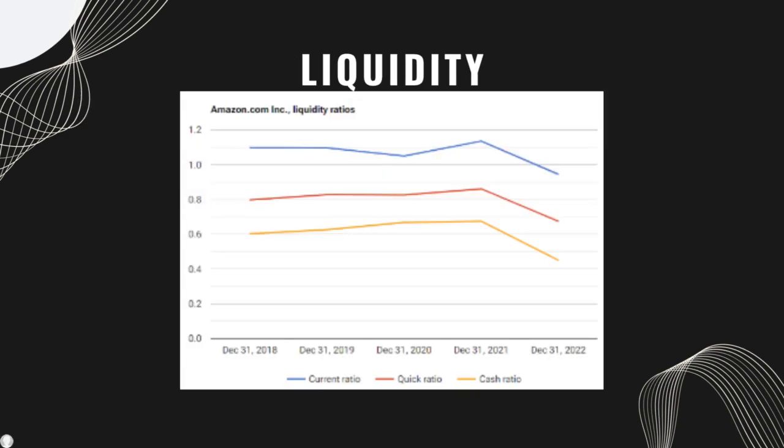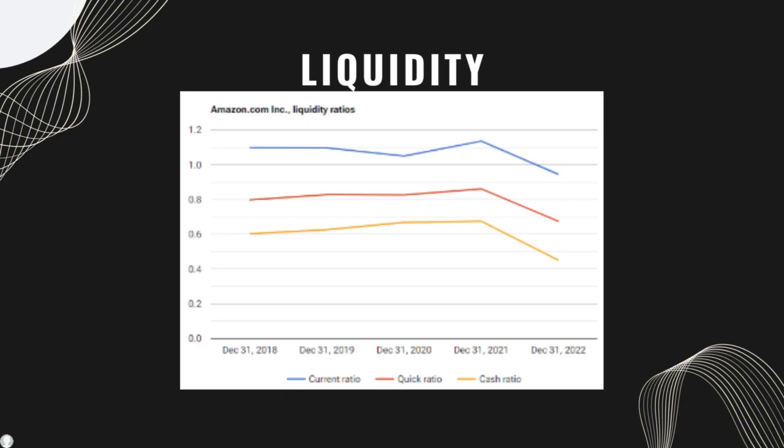Talking about liquidity, we have current ratio, quick ratio, and cash ratio. The current ratio is a liquidity ratio calculated as current assets divided by current liabilities. The quick ratio is a liquidity ratio calculated as cash plus short-term marketable investments plus receivables divided by the current liabilities. And the cash ratio is the liquidity ratio calculated as cash plus short-term marketable investments divided by current liabilities.